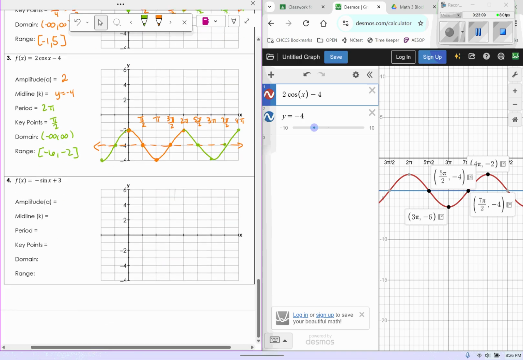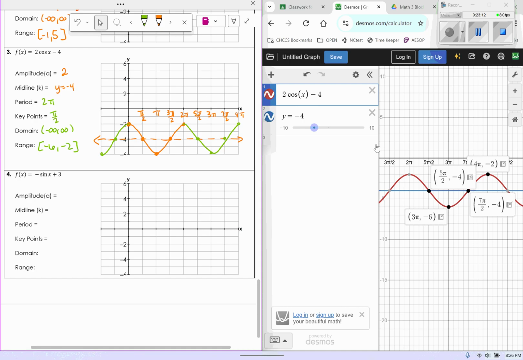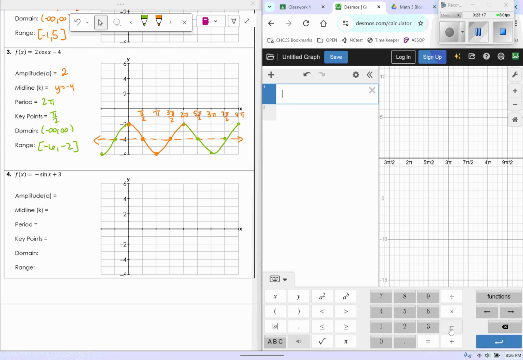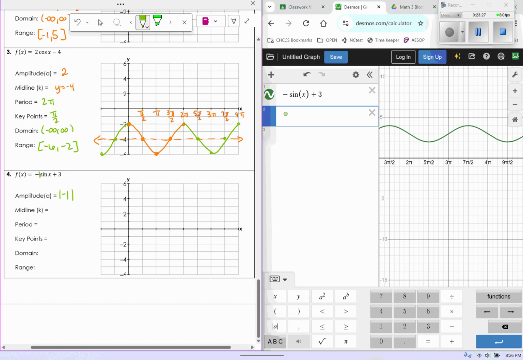All right, there's one left. So you could try pausing the video and unpausing when you're done to see if you get it correct. So this one we have negative sine x plus 3. And then my amplitude is the absolute value of -1, so it's 1. My midline is this k value, so y equals 3. I'm just going to draw the midline on my graph because I know my graph should look like it's going up and down from that line. Period still 2 pi. Key points are still pi over 2. The domain's going to be all real numbers.